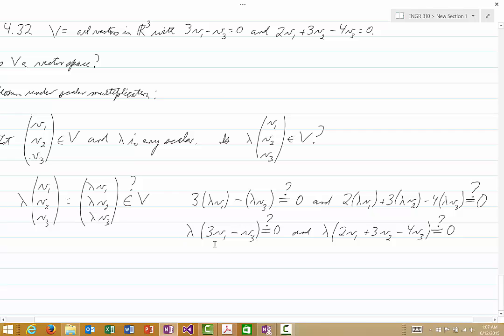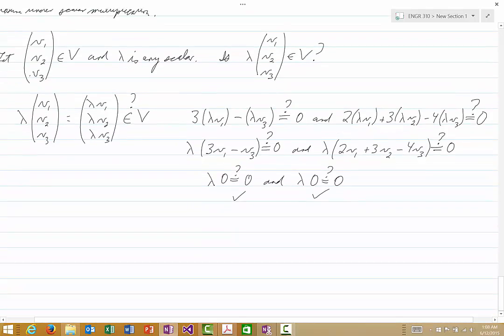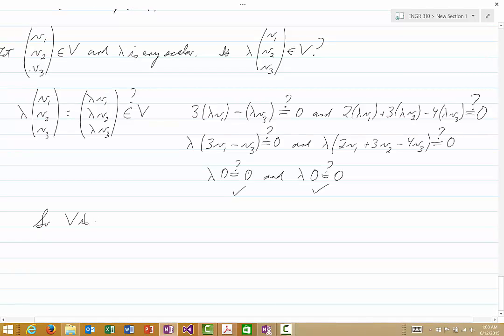Now, remember that this vector we started with, (v1, v2, v3), is assumed to be in V. And therefore, if it's in V, then it satisfies both of these conditions. So that means that 3v1 minus v3 is equal to 0, and 2v1 plus 3v2 minus 4v3 is 0. So our two equations now become this. And of course, this second one should be 0 here. And of course, the answer to both of those is yes. So V is indeed closed under scalar multiplication.